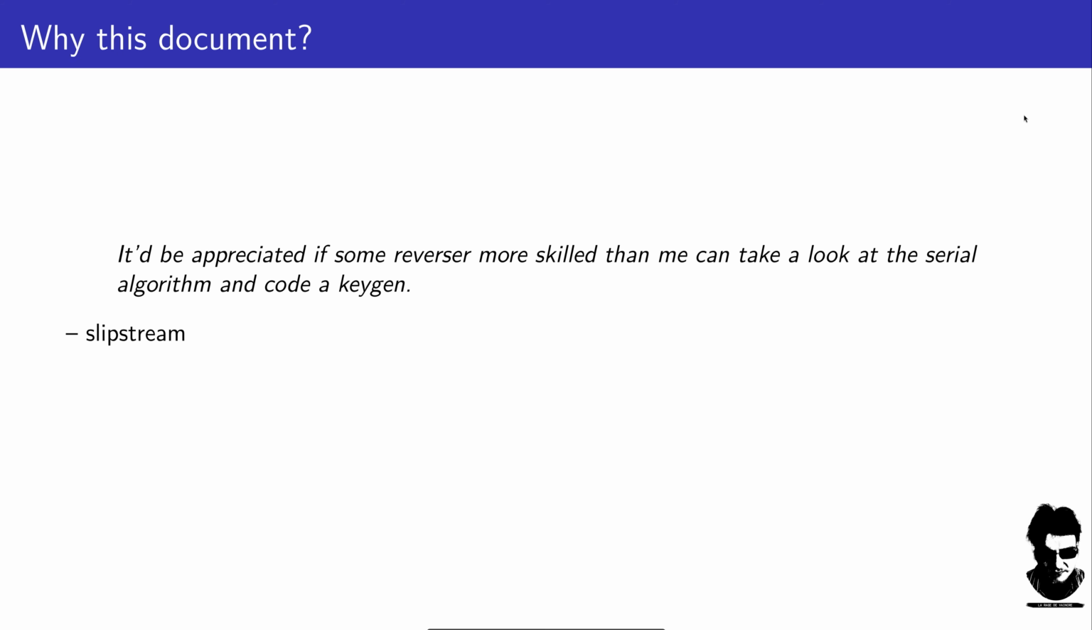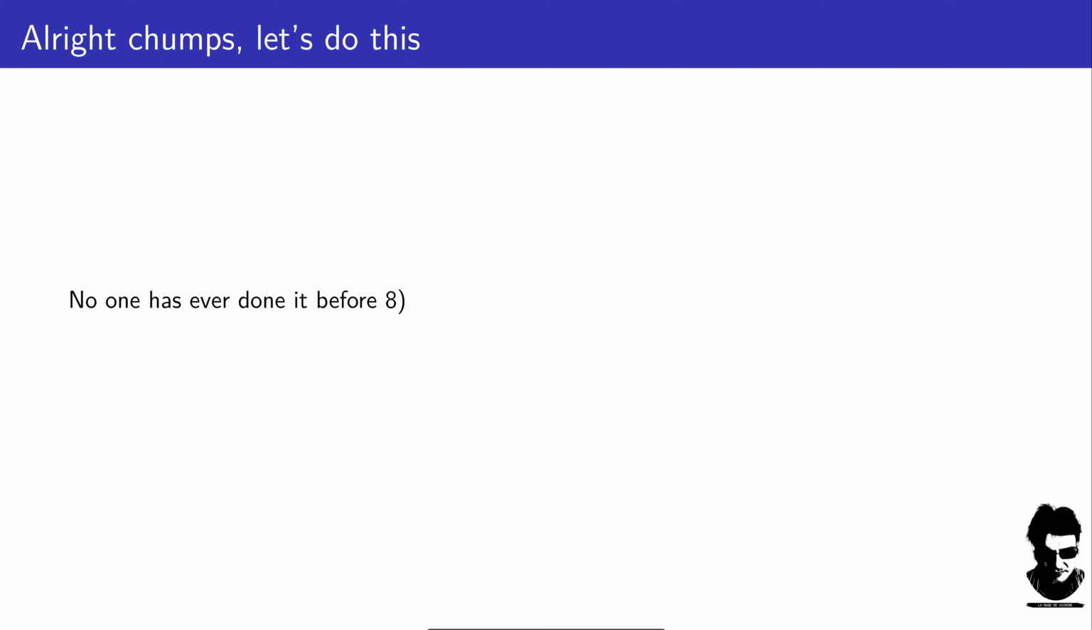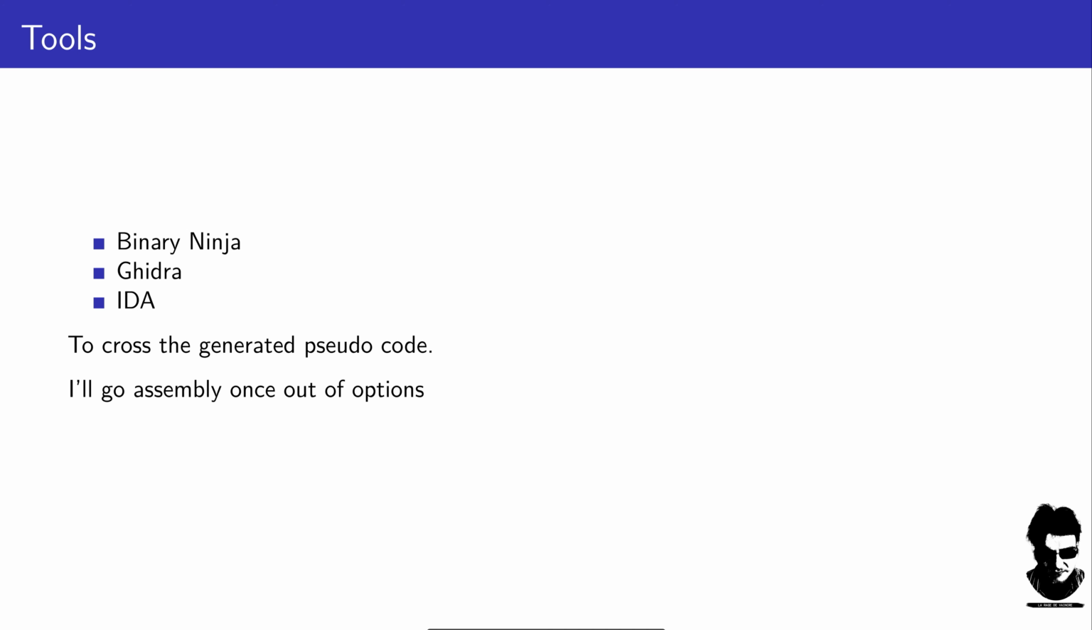And why this document? Well, Slipstream, when you uploaded the Red Star OS, there was also another file, a text file, with a cool ASCII art, and inside we can read, it'd be appreciated if some reverser more skilled than me can take a look at the serial algorithm and code a keygen. So I looked up online, and no one has ever done it before, until now.